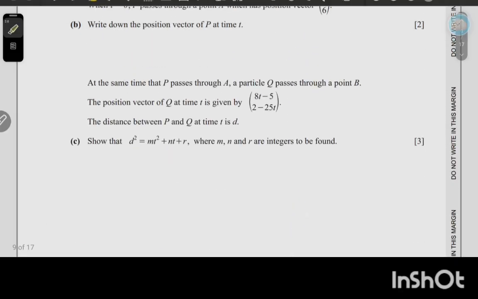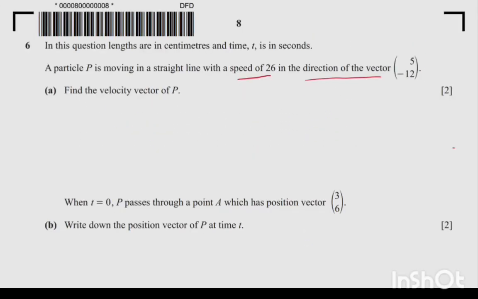Our next question is, okay dear student, question number 6. In this question, length is in centimeters and time t in seconds. A particle P is moving in a straight line with a speed of 26 and the direction vector is 5 minus 12. Find the velocity vector of P.